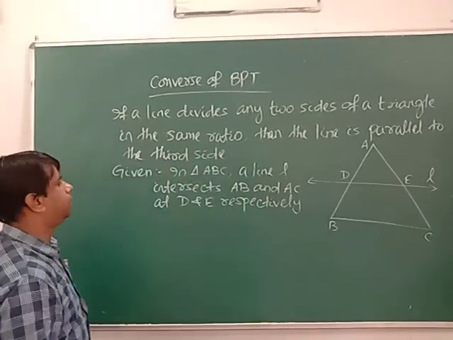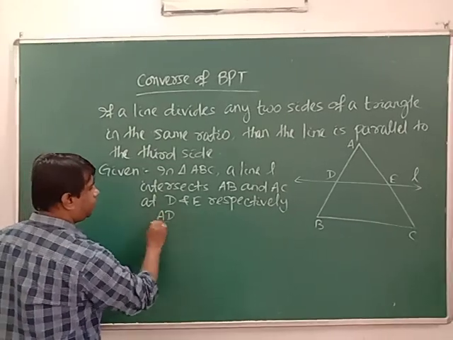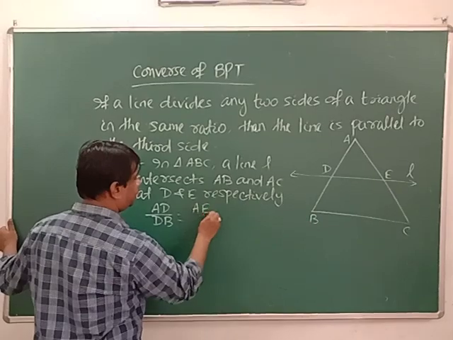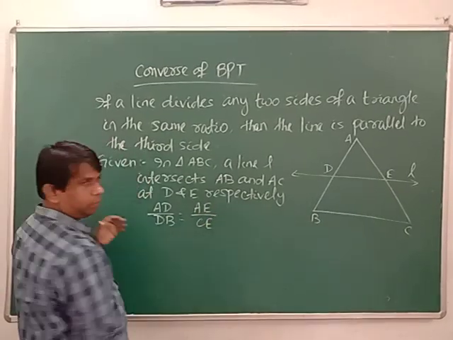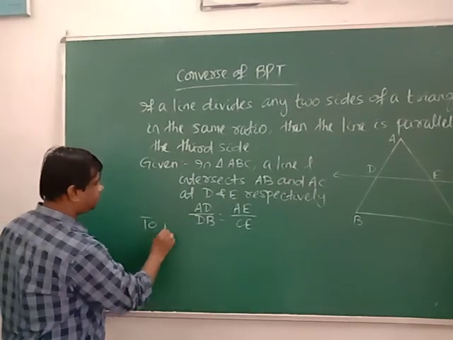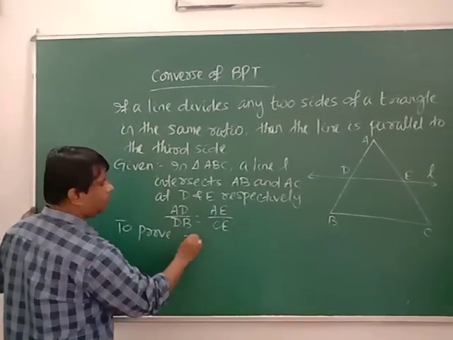And also, what is given? Now AD upon DB is equal to AE upon EC. This is given to you. Listen carefully. This is given to you. So what to prove?